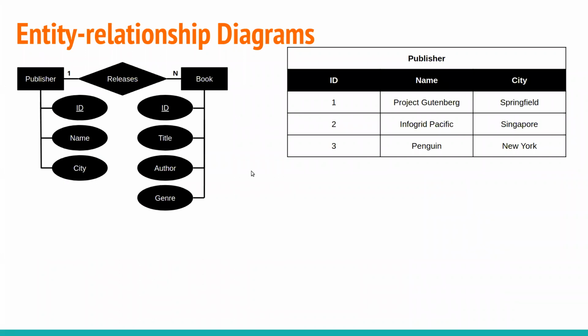So I'm creating a publisher table. There we go. We've got a publisher table. You can see each column in the table takes on the name of the attributes. So there's a column for IDs, a column for the names of our publishers, and a column for the cities of our publishers.